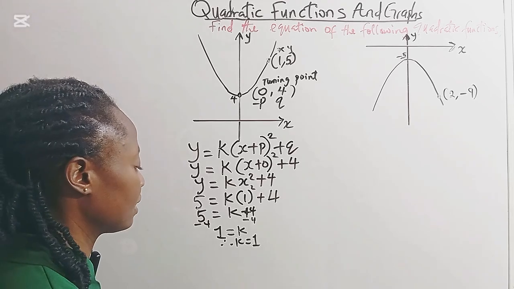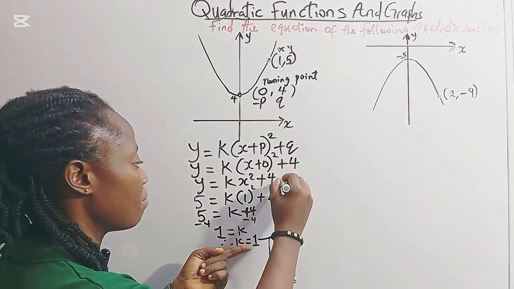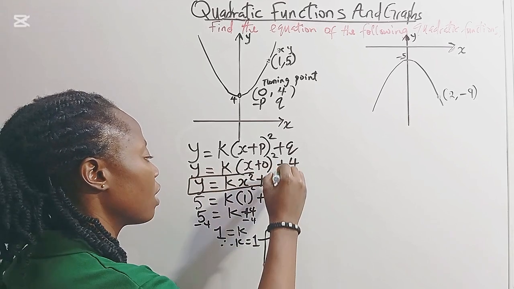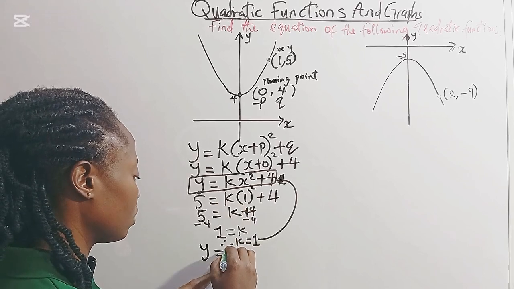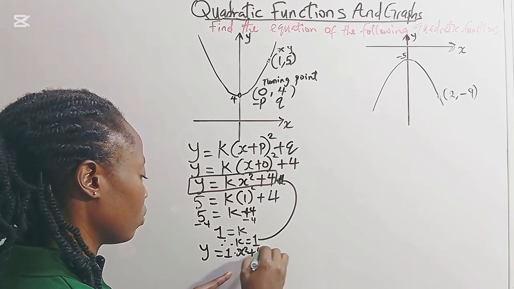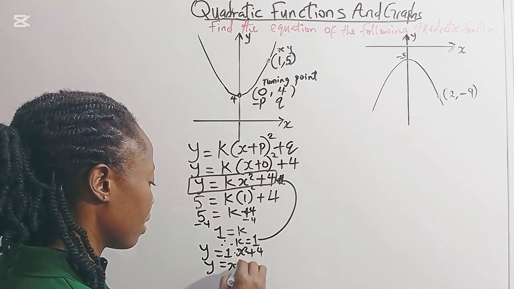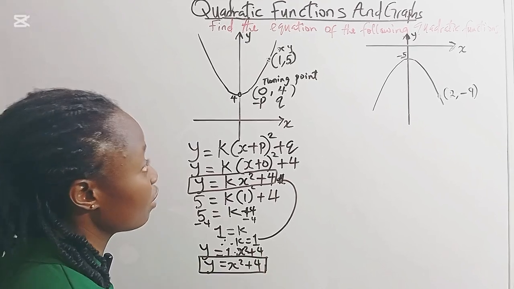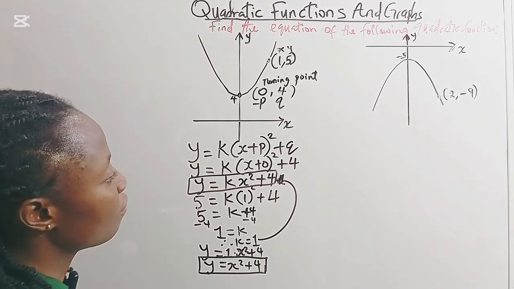What is the next thing to do? The next thing to do is to put the value of k back into the formula we got here. So our y equals k, which is 1, multiplied by what? x squared plus 4. 1 times x squared is x squared plus 4. And this is the equation of this quadratic function.